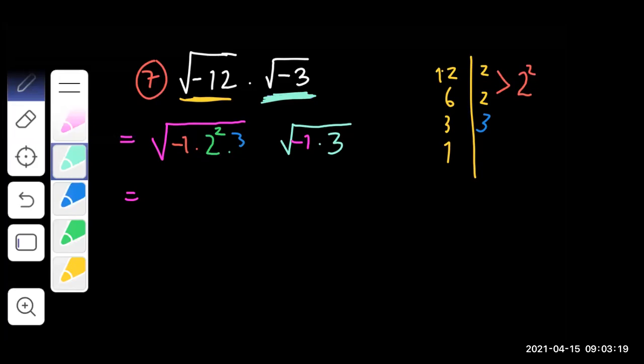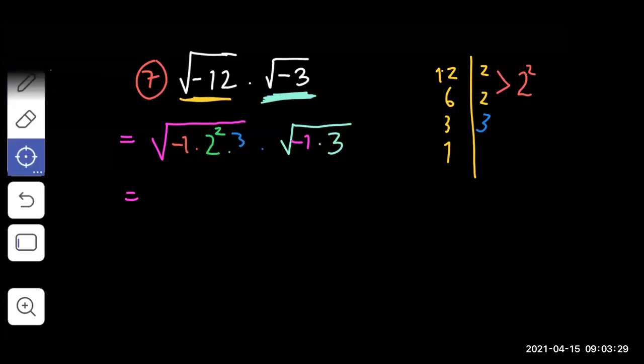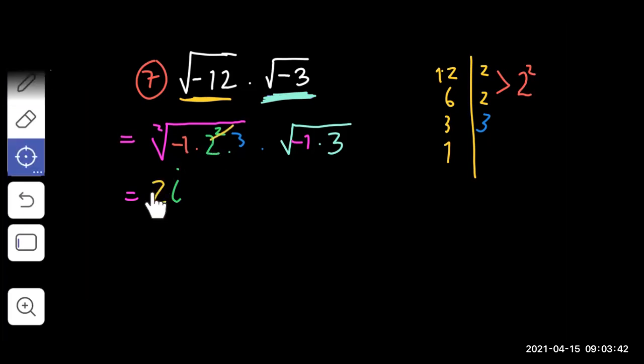Then let's work separately again. What is the square root of negative 1? It's i. And what is the square root of 2 squared? It's 2. We cancel the square because we have the same index and exponent. We put 2 here, and this 2 is going to be out. The 3 is going to stay inside the radical symbol. Square root of 3.